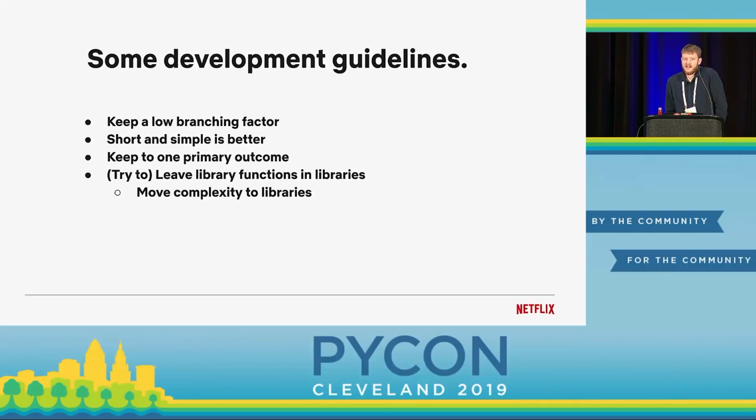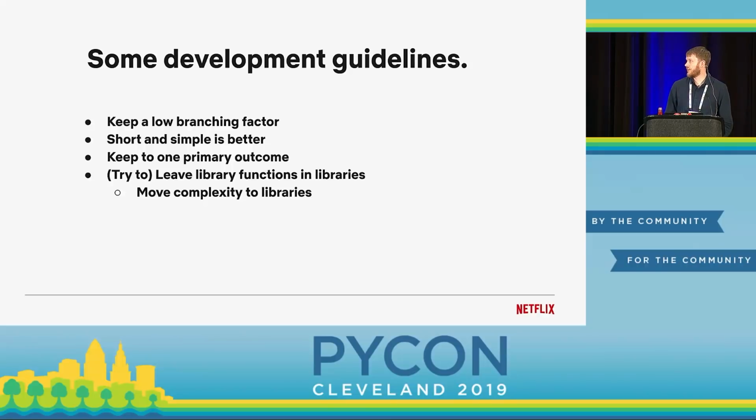So, some development guidelines to keep if you're using notebooks in a critical path, as opposed to maybe just enabling the user to not have to rewrite their things. We use these guidelines in writing notebooks for actual production execution for critical things. You want to keep a low branching factor. It's difficult to test a notebook if it has many branches, because you don't have the unit testing abstraction baked first class into notebooks. Short and simple is better.